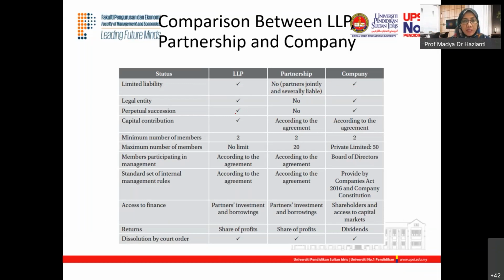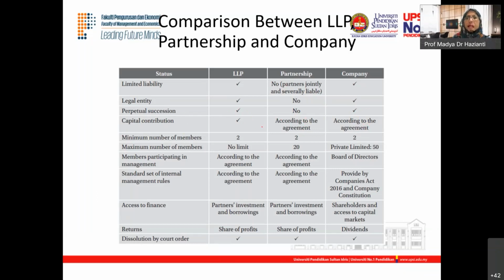Perpetual succession, LLP, yes. Sebab dia macam company. Company, of course, ada orang investor mati pun tak apa, boleh jalan. But partnership, no. Like I said, if you have only 2 partners, seorang pass away, tinggal seorang, no longer called partnership. So perpetual succession tak ada. Capital contribution, yes, LLP, company according to agreement and also partnership pun according to agreement.